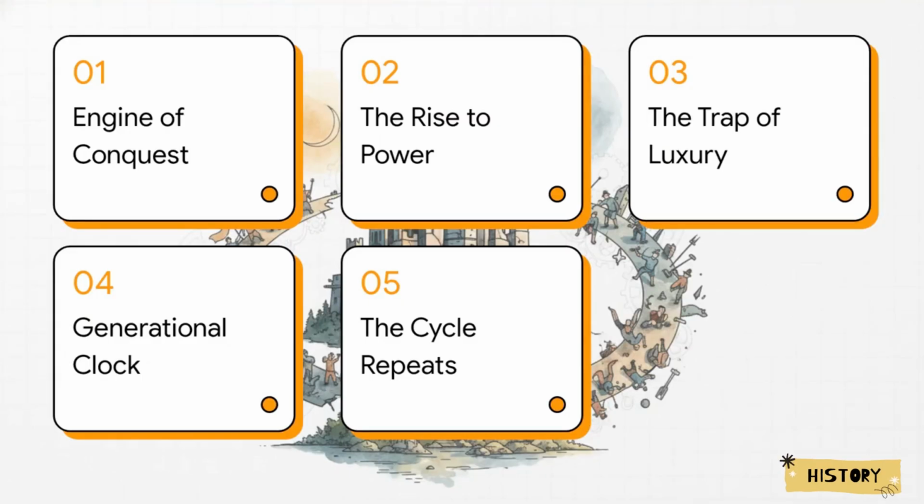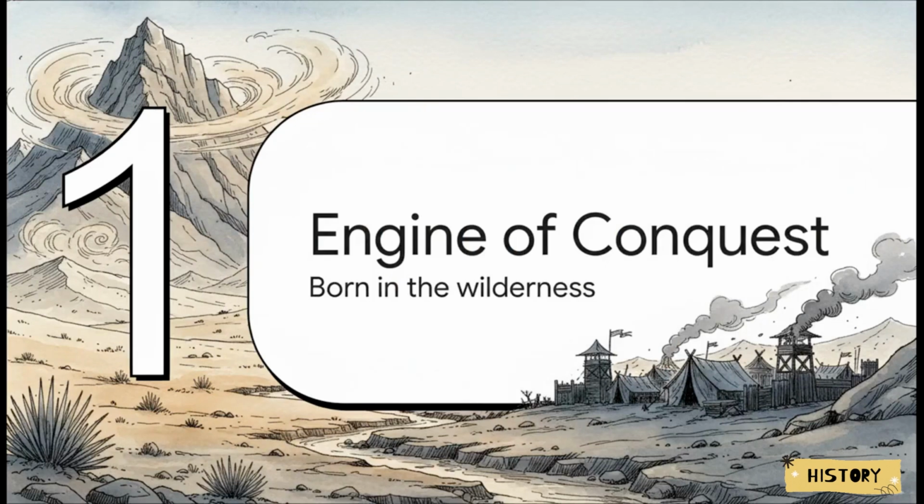Okay, let's dive into this. We're going to trace the exact chronological life and death of a dynasty using this roadmap. We'll look at 1. The engine of conquest. 2. The rise to power. 3. The trap of luxury. 4. The generational clock. And finally, 5. The cycle repeats.